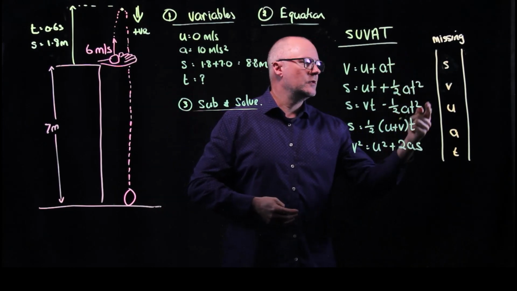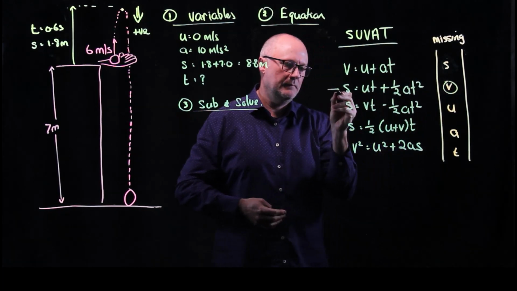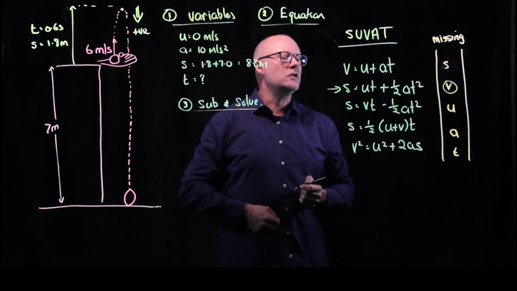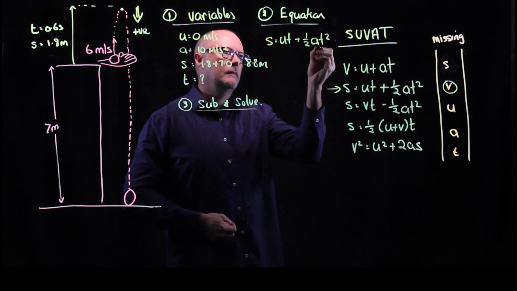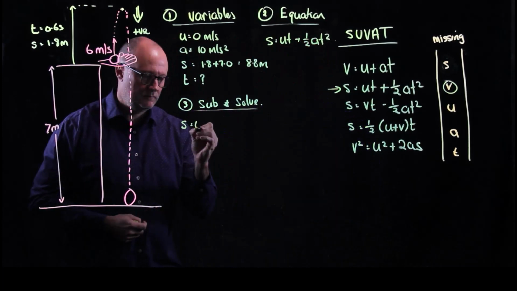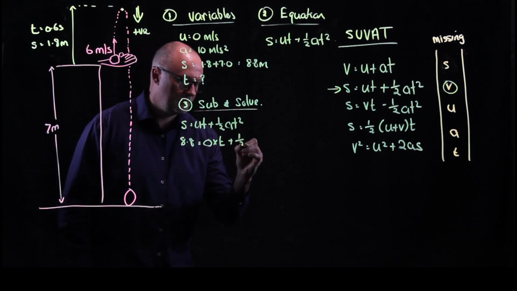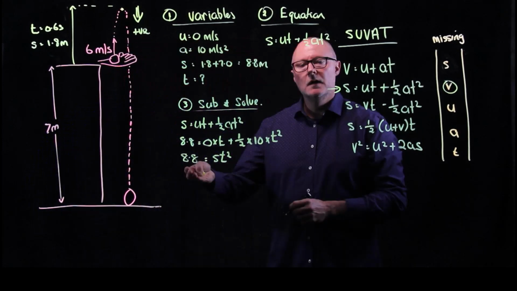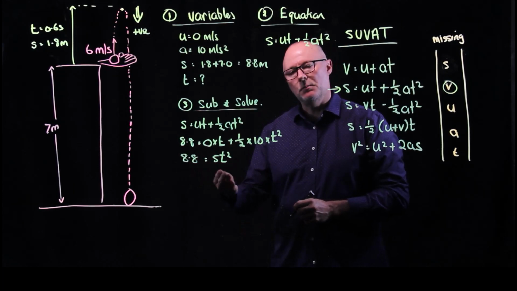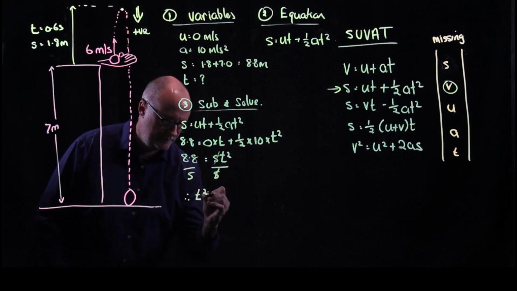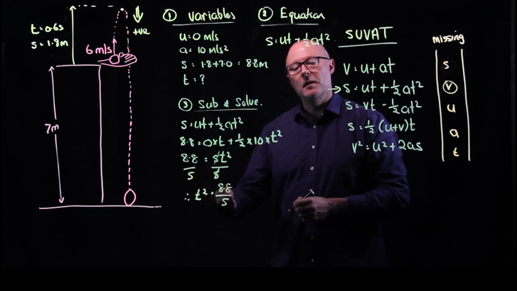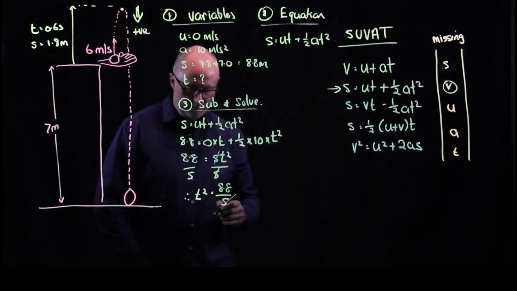The SUVAT equation that doesn't have v is s equals ut plus a half at squared. So that's the equation we're going to use. Let's now substitute these values into our equation and solve. So we reach the point where we have 8.8 equals 5t squared. Let's divide both sides by 5. So we now have an expression with t squared. Let's now take the square root of both sides to determine what the value of t is.